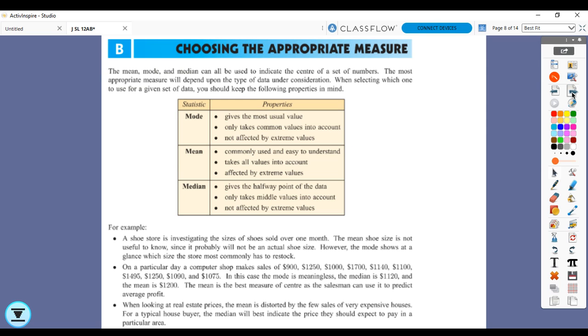Choosing the appropriate measure is probably a little bit harder. Finding the centers is just your basic math stuff. It's interpreting it that's the tricky part of statistics. You can interpret data many different ways. The mean, median, and mode can all be used to indicate the center. The most appropriate measure depends on the type of data under consideration. Go ahead and get all of this copied here.